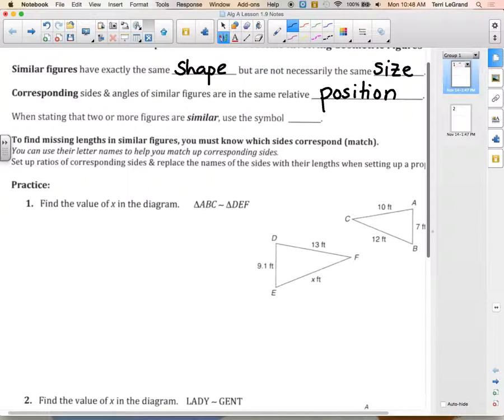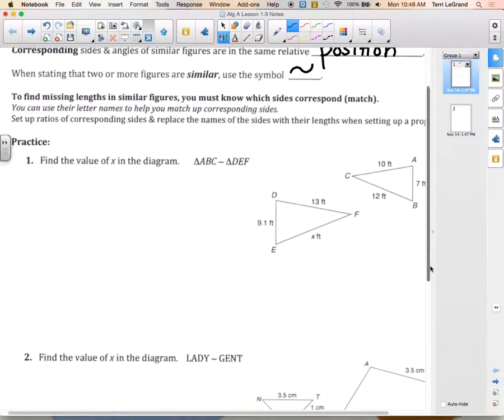When stating that two or more figures are similar, there's a mathematical symbol, and that's what it looks like. So when you see that mathematical symbol, you'll know it says is similar to. Okay? So that shows that something is similar to something else.